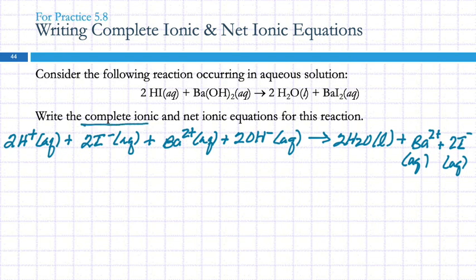So that's this guy. And then for the net ionic equation, we're going to get rid of the reactants and products that are the same on both sides. So what's one of those? 2 iodide. Got 2 iodide here and 2 iodide there. And barium 2+ and barium 2+.